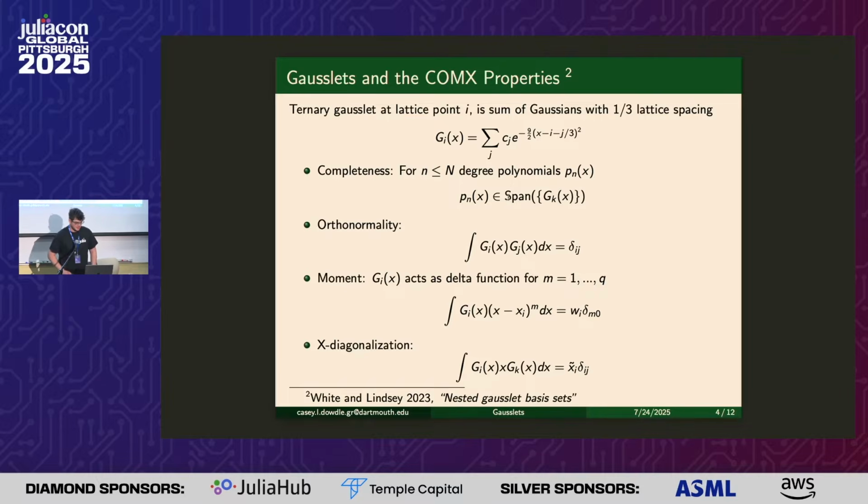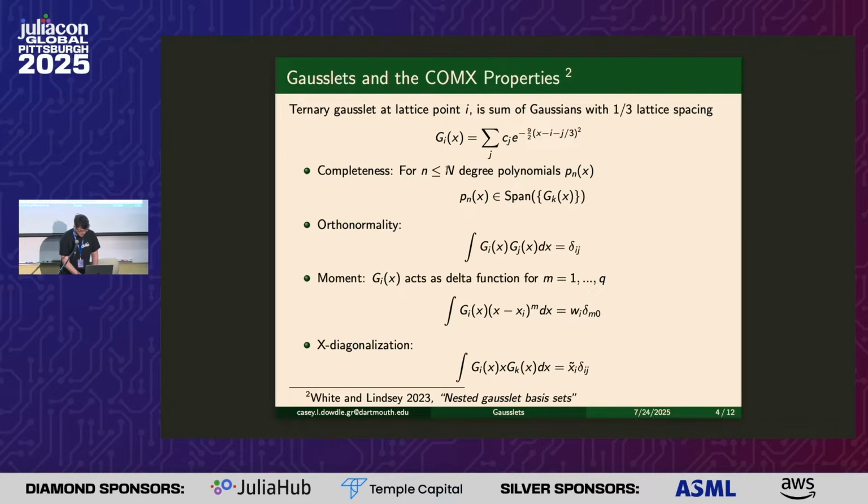Being a mathematician, I also think that the mathematical properties of this basis set are really cool. So first, what is a Gausslet? That's the formula on the top. You sum over these, the c_j being your wavelet coefficients, over a grid of evenly spaced Gaussians that are defined on a lattice. They have really nice mathematical properties as well, described in subsequent work by Stephen White on the nested Gausslet basis set. I'm not going to go through all of these.